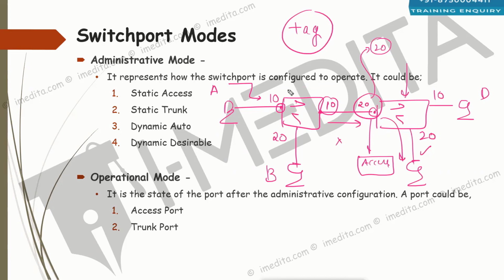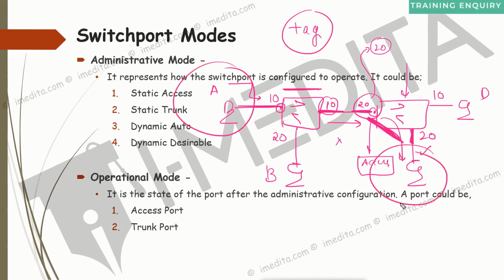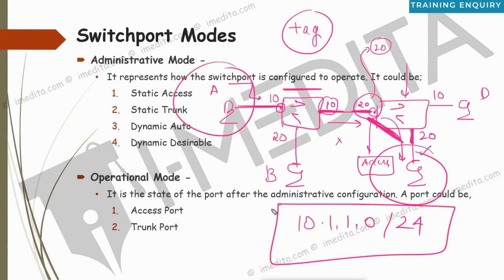You have to consider these two ports part of the same broadcast domain. So whatever traffic arrives here, it can exit on here. Whatever traffic arrives here, it can exit on here. Condition: they both should belong to the same broadcast domain, same subnet actually. It is not inter-VLAN routing, however.